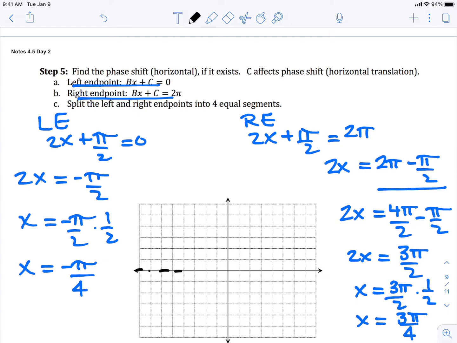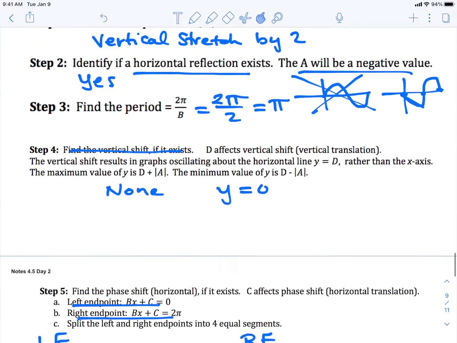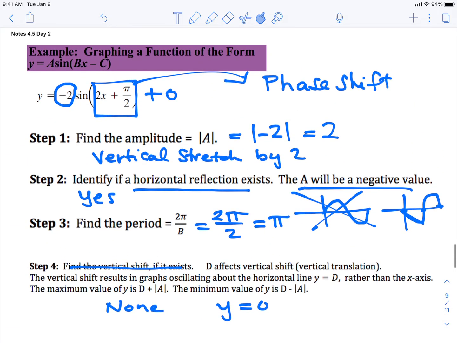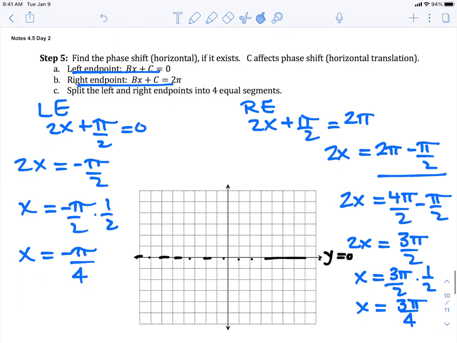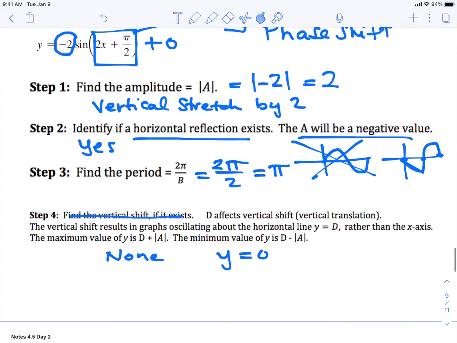So we're going to have that y equals 0 be our horizontal axis that it's going to reflect about. The amplitude was 2, so we're going to stretch it vertically by 2. So I'm going to say that's 1, and then 2. Down 1, down 2. Then, remember, we do have a horizontal reflection, so it's going to go down first instead of up.